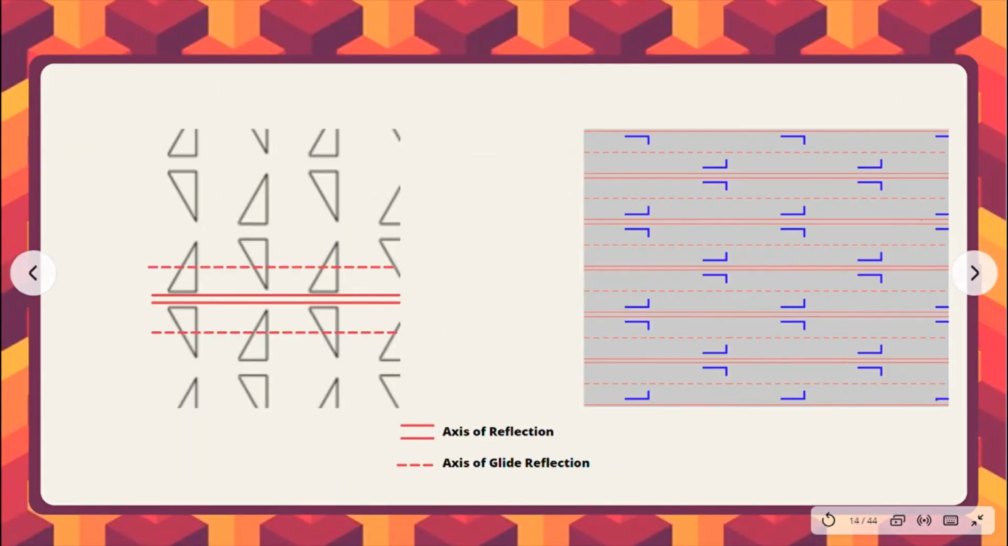Now let us take a look at this. We have new symbols here. For the double lines, this is a symbol of the axis of reflection. This is also known as a mirror line, where the reflection takes place horizontally. And this is the axis of the glide reflection.